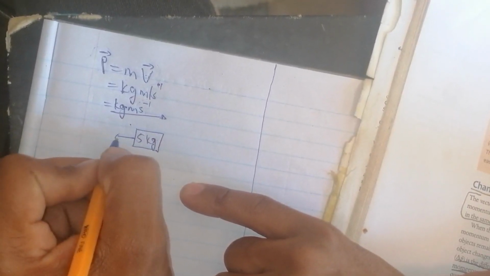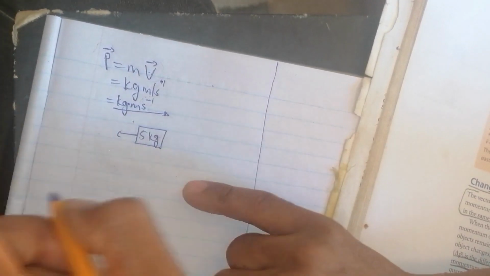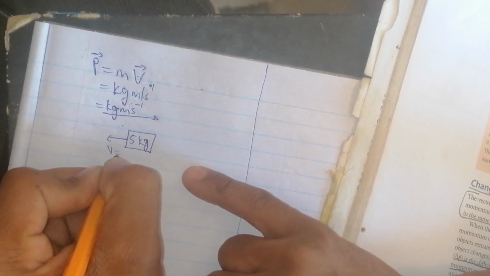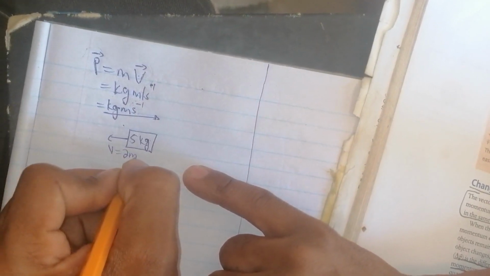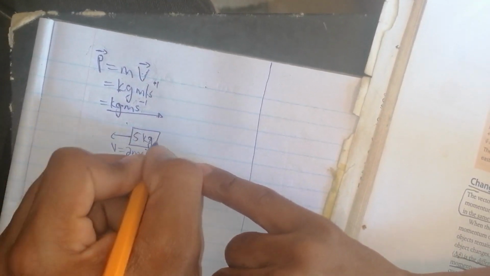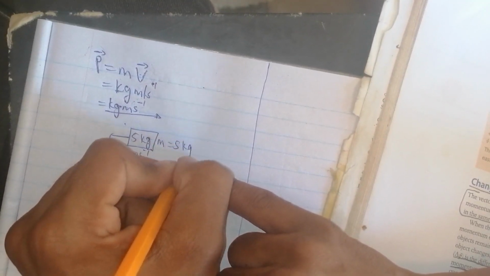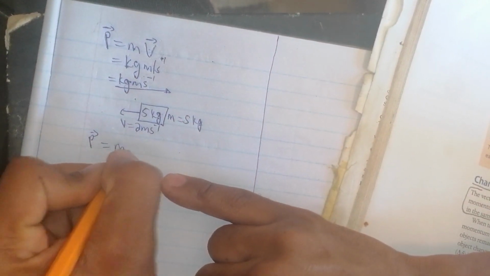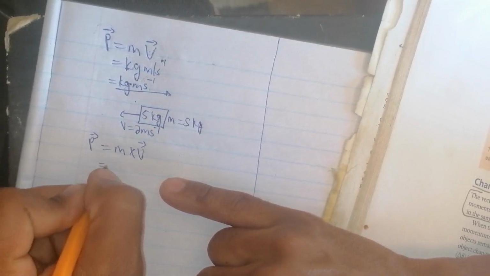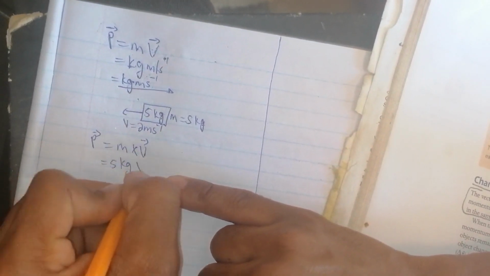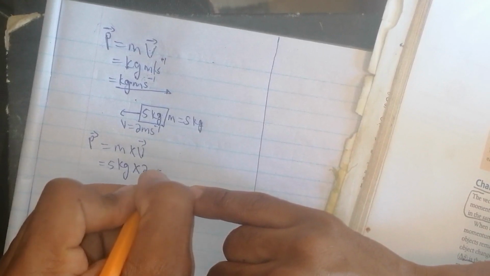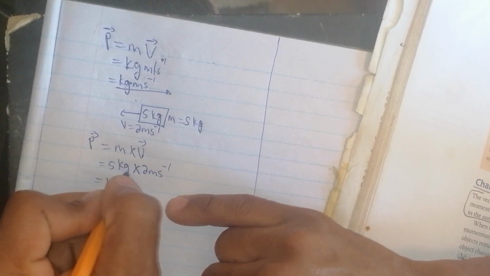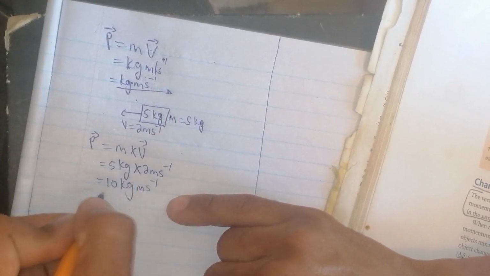Therefore, this would be a vector quantity because direction is provided. So the velocity is 2 meters per second and the mass is 5 kilogram. And we can calculate the momentum as a product of mass multiplied by the velocity. Mass is 5, velocity is 2 meters per second. 2 times 5 is 10 kilogram meter per second.